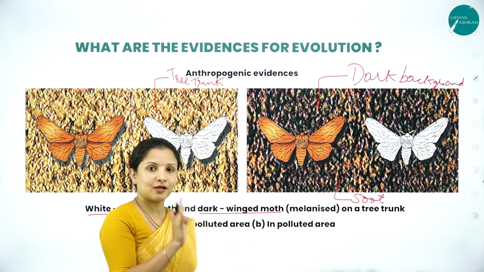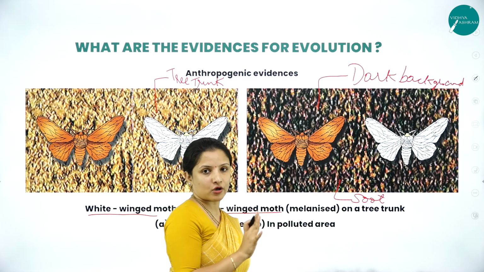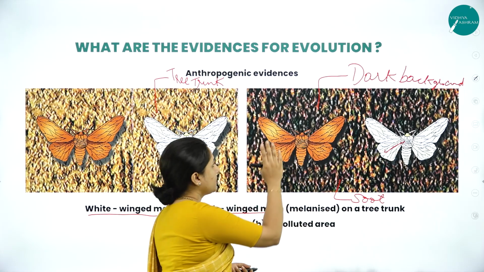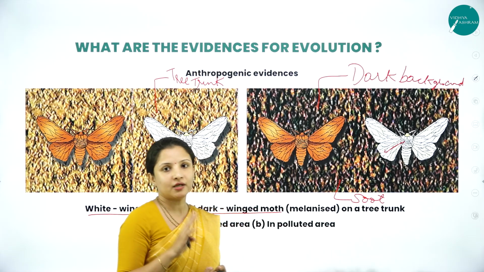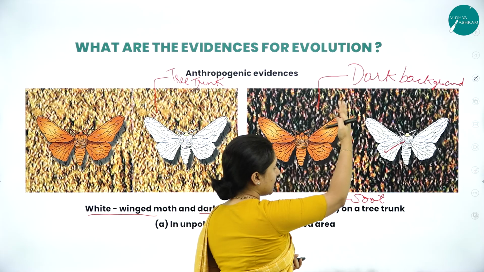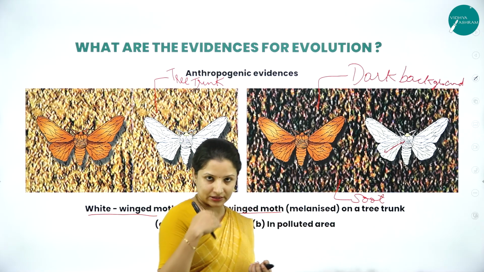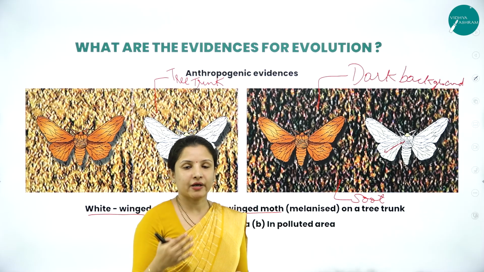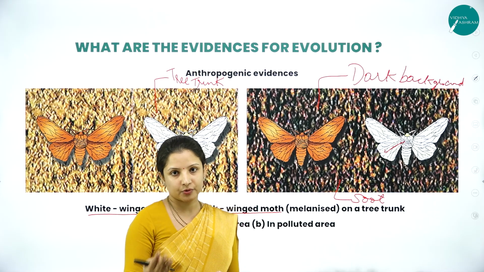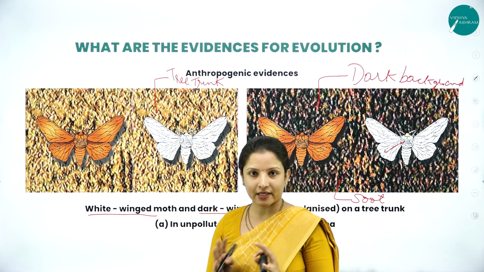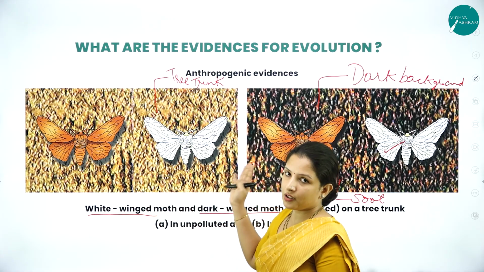Now when the background is dark, which moth gets spotted quite easily? It is the white moth, right? And the brown moth got camouflaged in the dark background. Therefore, the population of the brown moth increased and the population of the white moth decreased, because the white moths were easily seen by the predators and they were devoured on a larger scale. This is how anthropogenic activities have a major role in evolution.